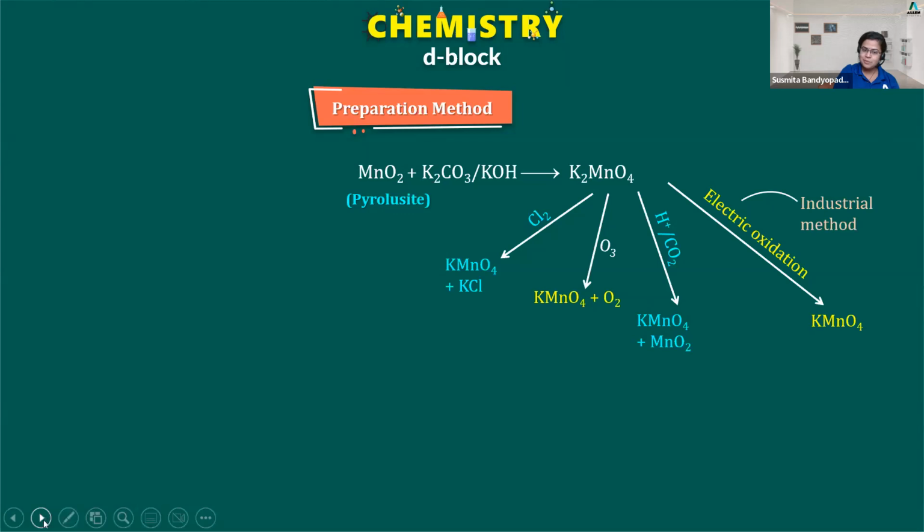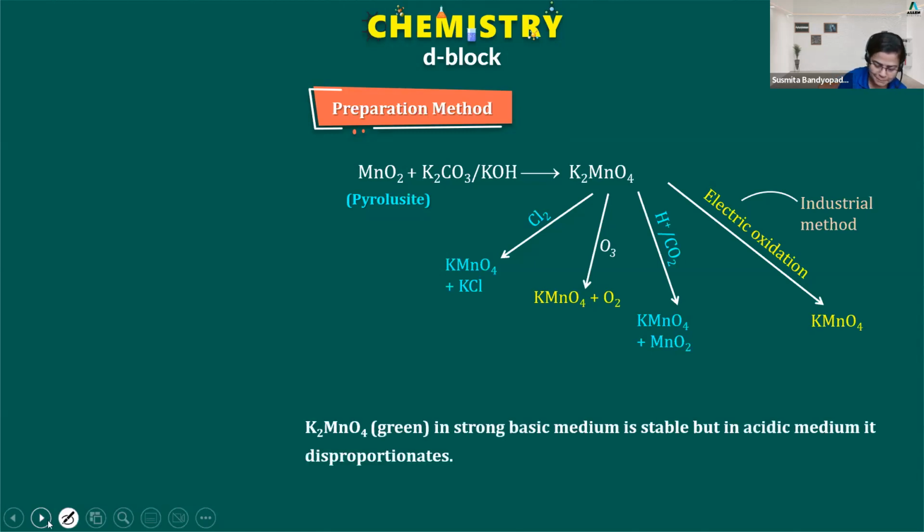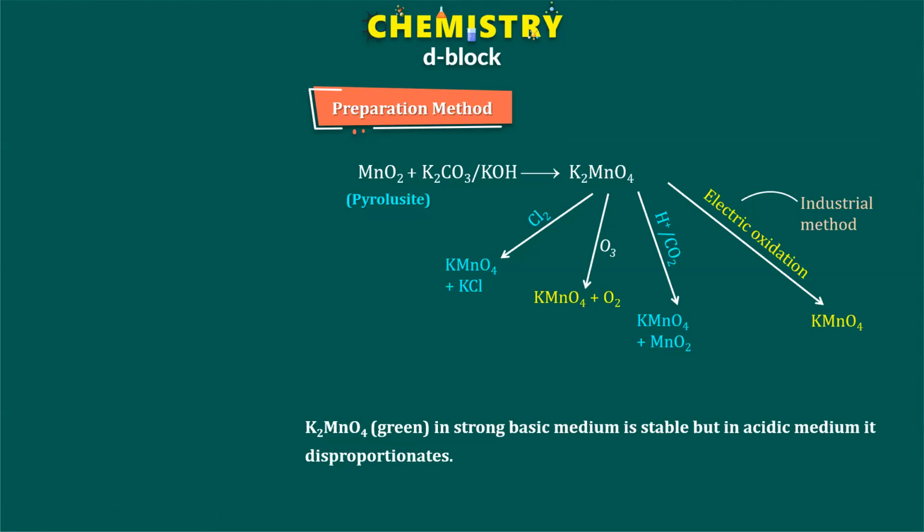Industrial method, fine. Otherwise, from where will we get the electric arc and all that setup? Industrial method. K2MnO4, we just now saw, is green in strongly basic medium, and it's stable also. In basic medium, it's stable, dark green in color. In acidic medium, it's not stable. It disproportionates, giving you KMnO4 and MnO2 in acidic medium.